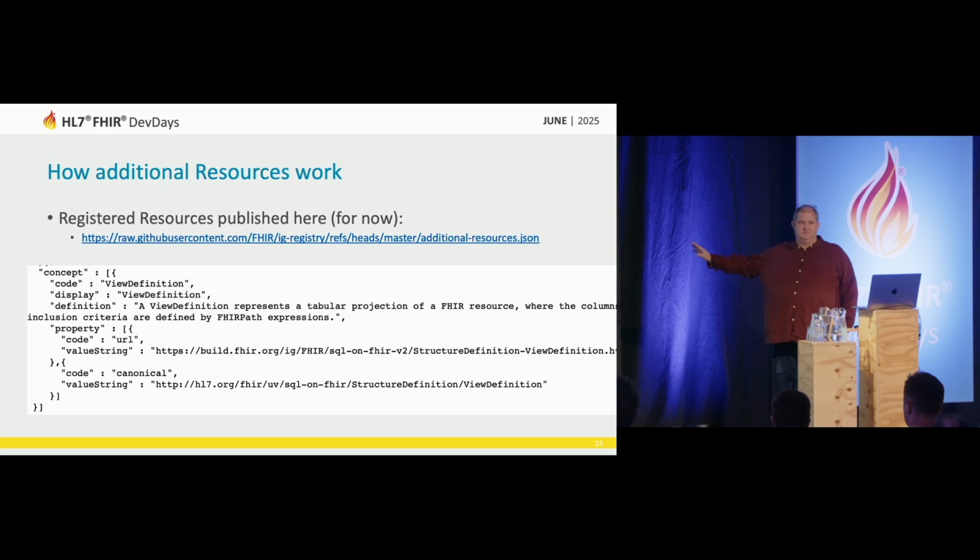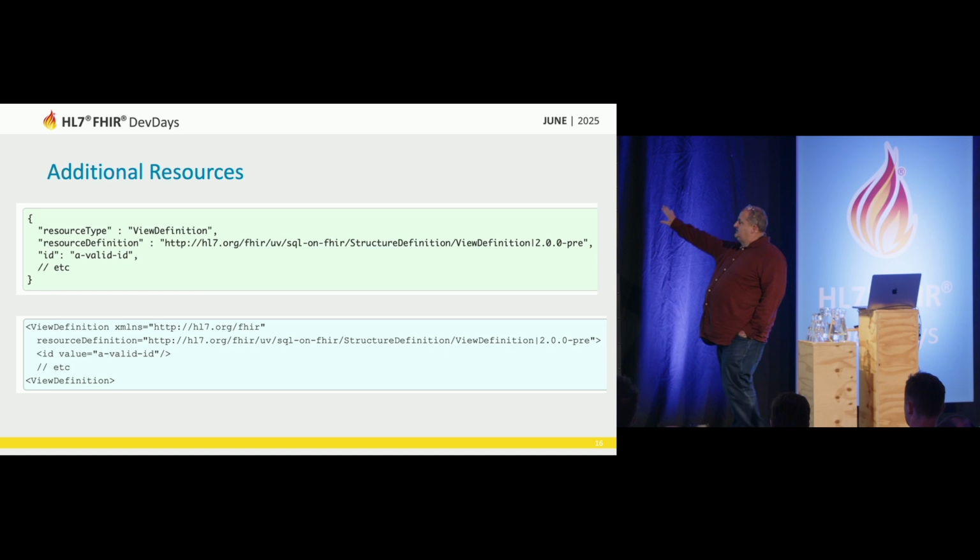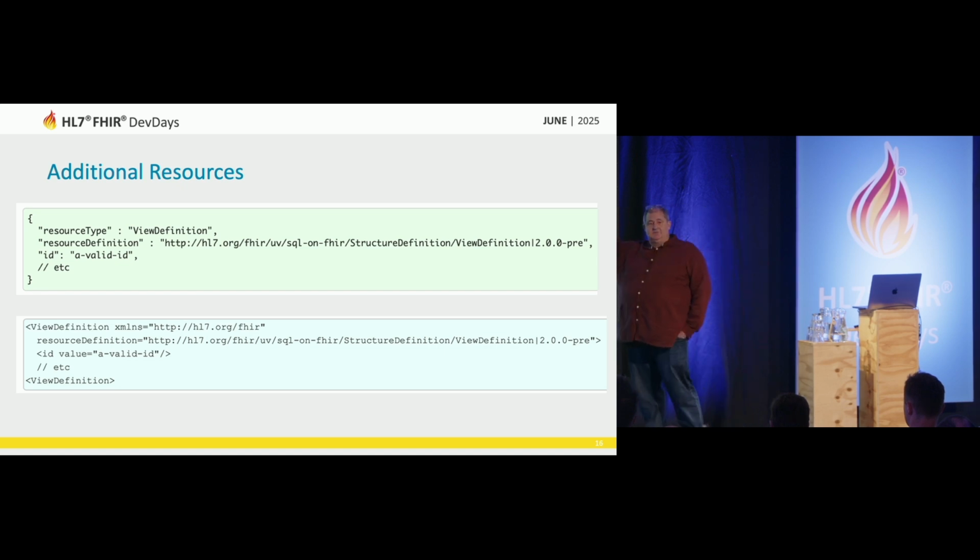And so only the entries in here are the ones that can be used when you actually try to use additional resources. And that is under the control of the FHIR management group. And then when you actually run into them on the wire, either JSON or XML, you have a resource type definition like usual, a field, that's view definition. That's the name that we gave it. The name will be staying and will be fixed. And then you have all the normal content like ID, etc., but you have an extra field, resource definition.